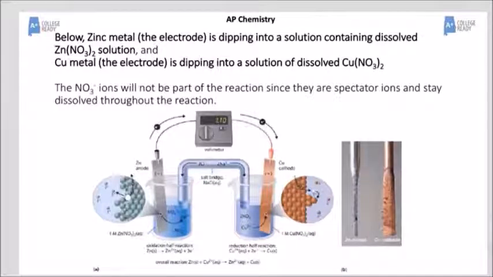So again, I've kind of gone through all these examples. One thing to note is, the nitrate ion that was part of that dissolved salt in the solution in both half cells is not part of the reaction. Notice that these are net ionic reactions. Nitrate ion is a very common spectator ion. It's not going to be involved in any reactions, and that's why it is not included in either half reaction, nor is it included in the overall reaction.